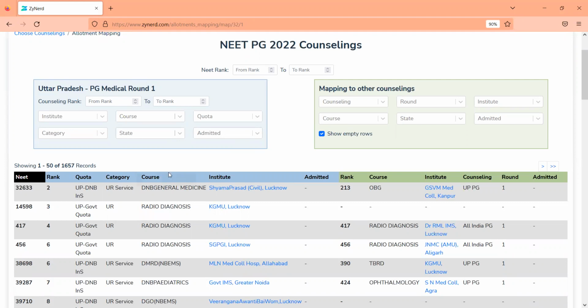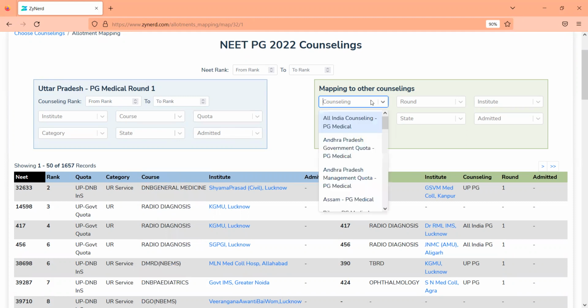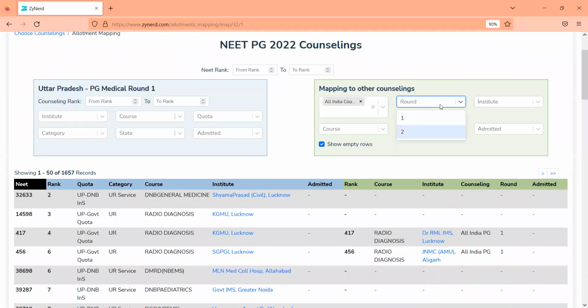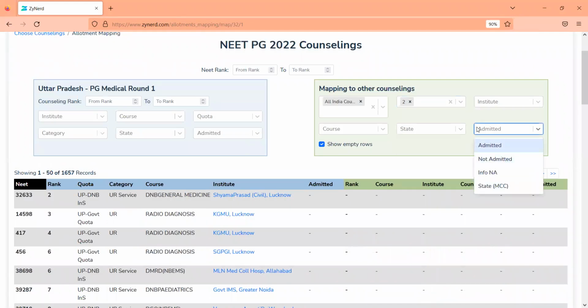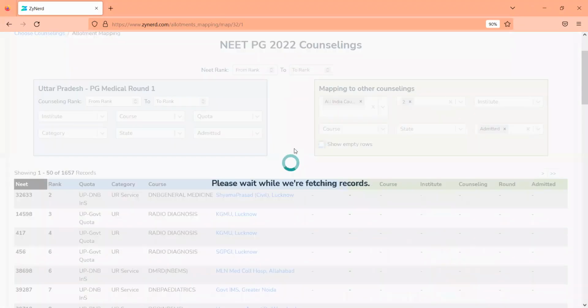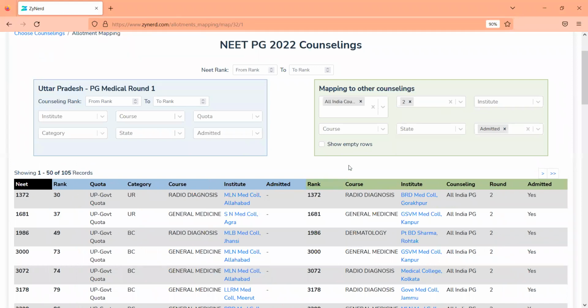So if you look at the Uttar Pradesh PG Medical round 1 entire list, you will have all the allotments of Uttar Pradesh PG Medical round 1 of 2022. And if you select All India Counseling PG Medical round 2 here, select the admitted candidates list, and remove show empty rows, you will see all the 105 candidates who got seats in Uttar Pradesh round 1 and have been admitted in All India round 2.